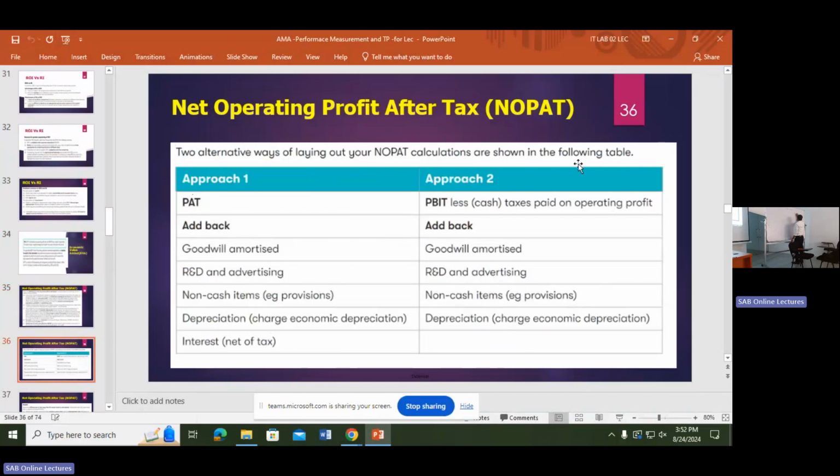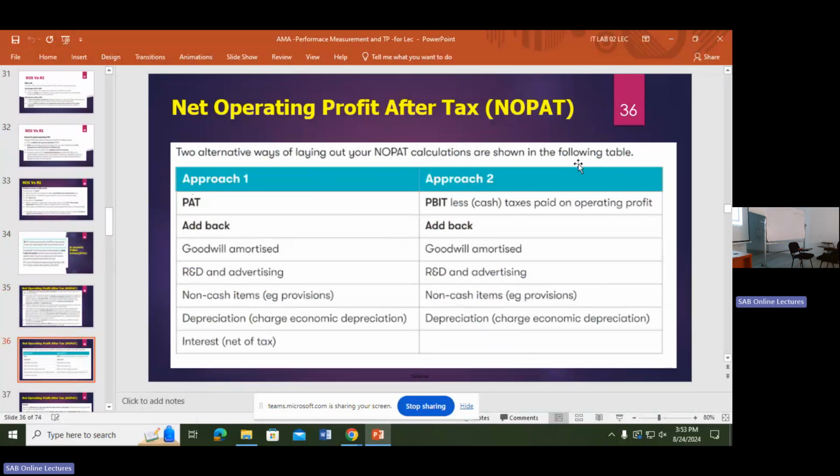So the net operating profit after tax equals profit before tax plus depreciation plus amortization plus non-cash expenses, any other, plus R&D and advertising. You can read it that way. Net operating profit after tax: profit before tax, plus depreciation, amortization, then non-cash expense, R&D. Now here you take the goodwill amortized, that is amortization, goodwill, loan, intangible asset.